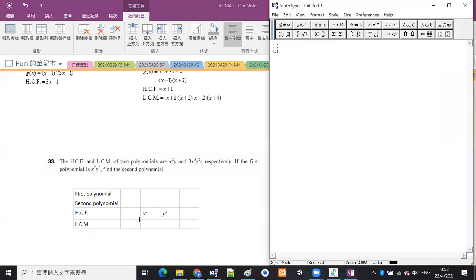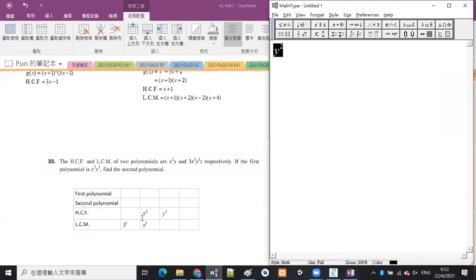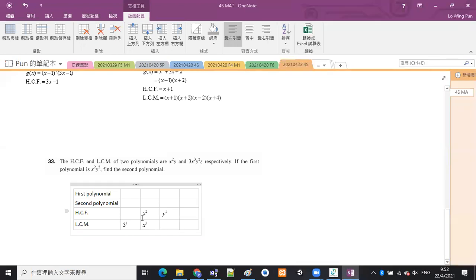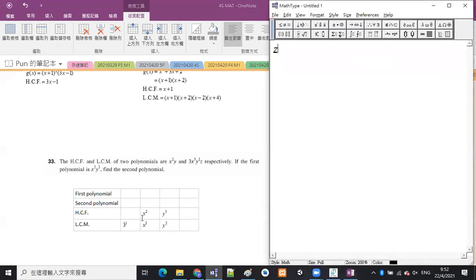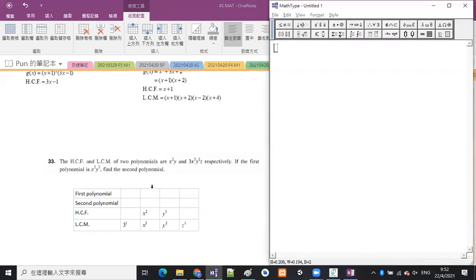And then the LCM, we have 3, that is to the power 1. And we have x cubed, power 3. We have y squared, so that is power 2. And we have z to the power 1. Okay? And then for the first polynomial, it is x squared y squared. So there is no number here. Okay? So we have x term and we have y squared.